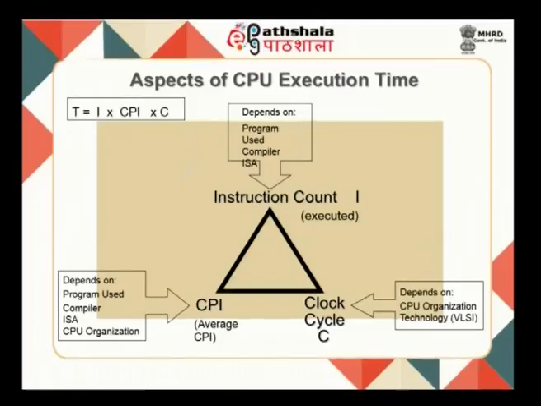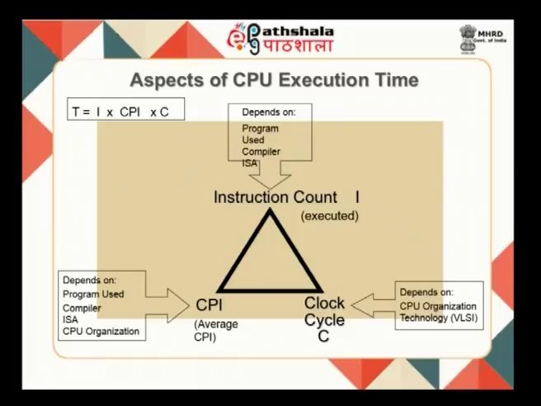So, if you look at the aspects of the CPU execution time, you have 3 factors which affect the CPU execution time, basically the clock cycle time, the average number of clock cycles per instruction, which is your CPI value, and the instruction count. Now, what are the factors that will affect each of these parameters? If you look at your instruction count, first of all, instruction count is affected by different factors. It depends on the way the program is written. If you are a skilled programmer, you use a crisp algorithm, you code it appropriately, then it is going to use less number of machine instructions.